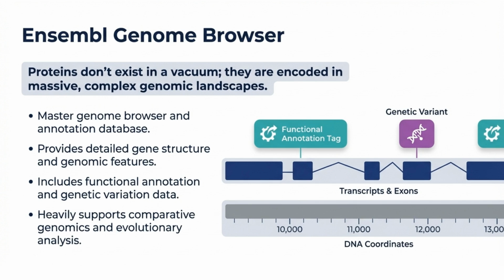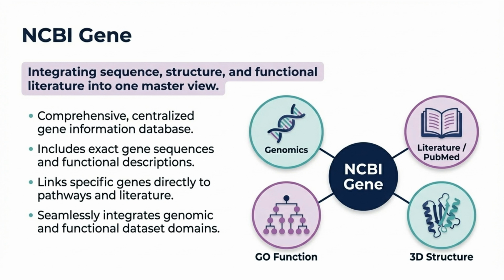If you look at the slide visual, think of Ensembl as a genomic map that places genes in their physical neighborhood. Another important resource that integrates annotation in a centralized way is NCBI Gene. NCBI Gene acts as a central entry point for gene-related information. It links gene identity with genomic location, functional annotation, literature, pathways, and sometimes protein structure.